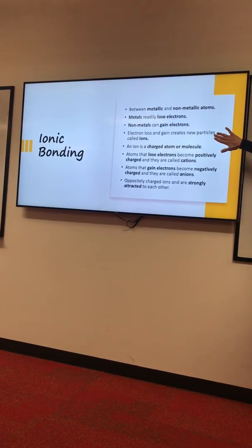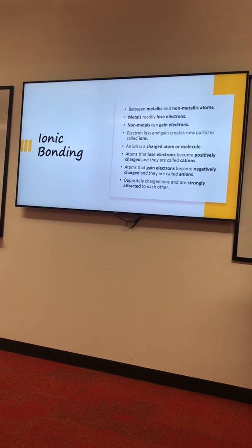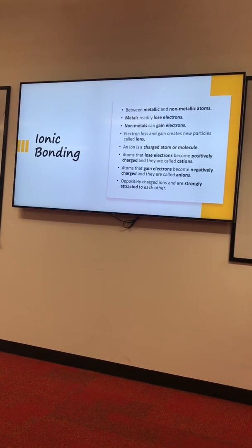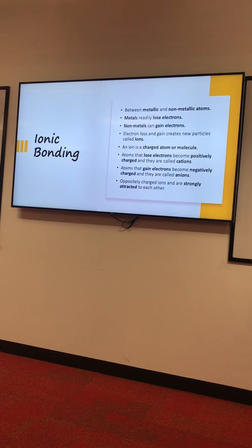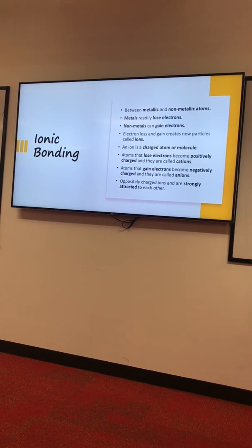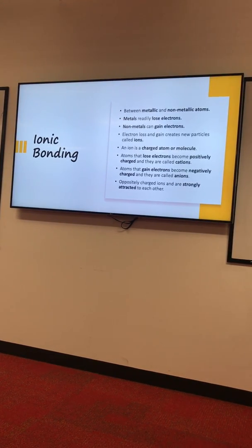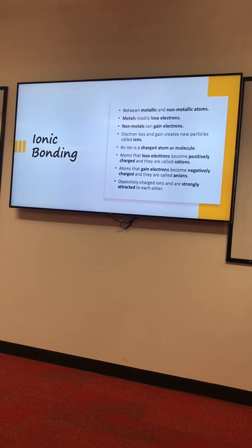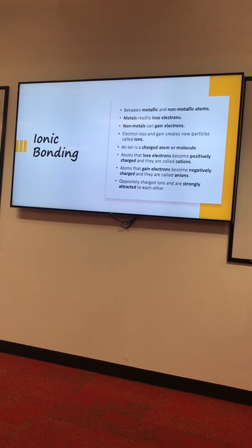When we lose and gain electrons, we create new particles called ions, and ions are charged atoms or molecules. Molecules being 2 or more atoms together, can be the same or can be different types of atoms, but the issue is the overall charge being positive or negative. When you lose electrons, you become positively charged because you now have an excess of protons, and you are called a cation. And when you gain electrons, you become negatively charged because you have an excess of electrons, which are negatively charged particles, and you are called an anion.